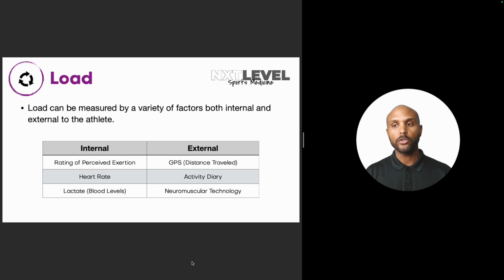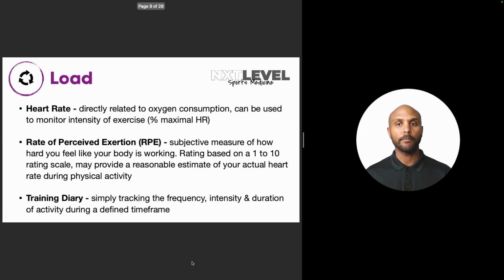Now an external load is just a measure from the outside environment. So GPS tracking is something that's kind of newer, not necessarily in the younger population, but definitely on the professional level. So just determining how much distance a certain athlete has gone is a good external load measurement. There are some neuromuscular technologies that can be attached to the patient. And then just an activity diary, like reporting what it is that they did, can be just an easy way to monitor load that's external to the athlete.